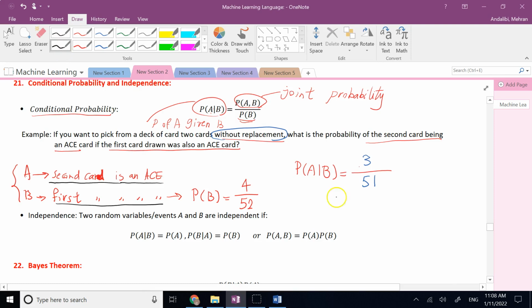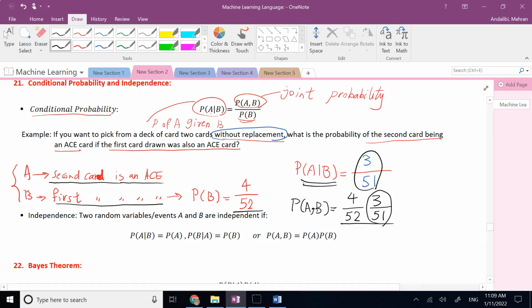Now, could I get the joint probability directly, P of A and B? Sure. You had 52 cards, you took one ace out, the chance is 4 out of 52, and then immediately after, you had 51 cards and only 3 aces left, since you didn't do replacement, so your chance is 3 out of 51. And now if you divide this number by P of B, you would definitely get back your P of A given B.